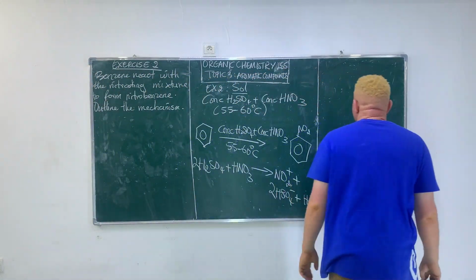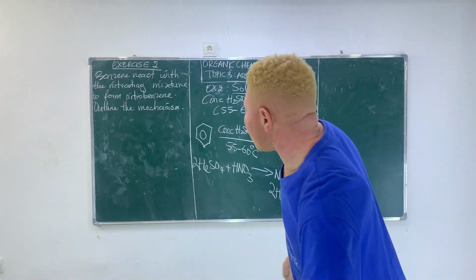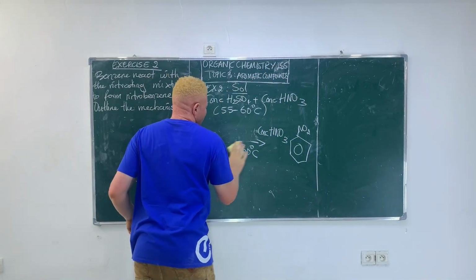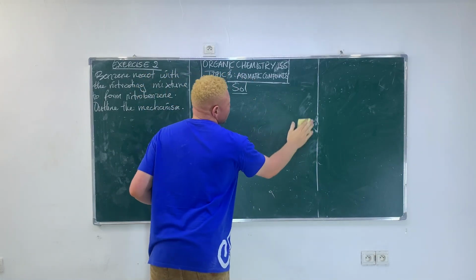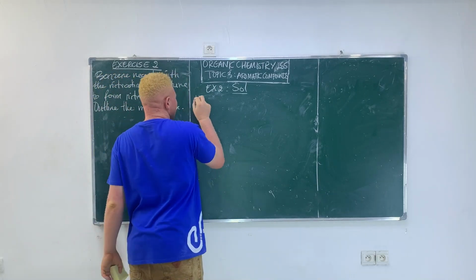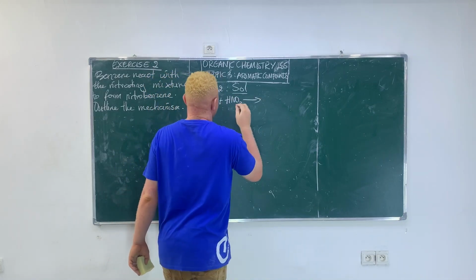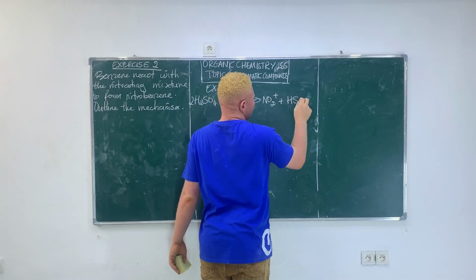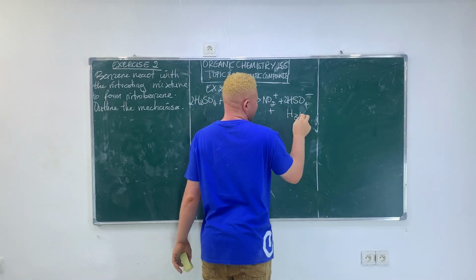I don't think this space is enough to outline the mechanism, so we have to wipe the board. Outline the mechanism. So once we wipe the board, we write back the first equation that led to the formation of the electrophile. We have sulfuric acid plus nitric acid gives NO2 plus, HSO4 minus, plus hydrogen ion.